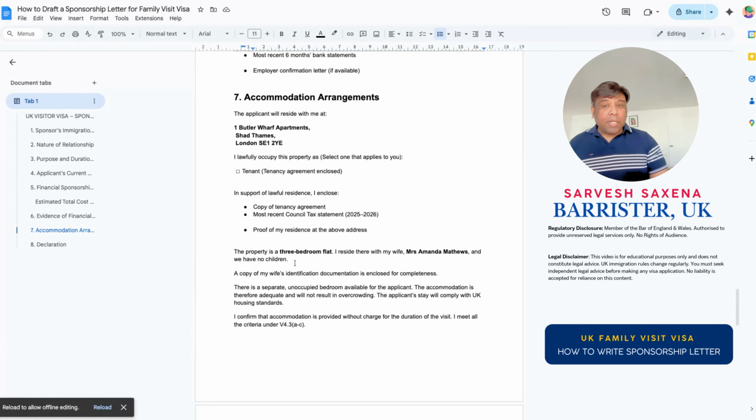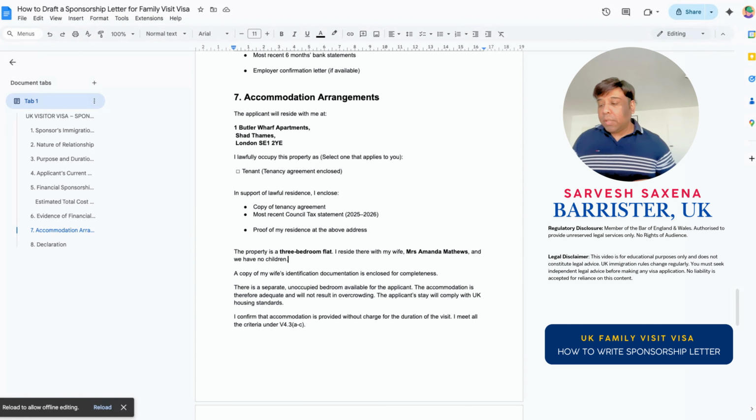It is also a good idea to show how many rooms are in the property. So I've written the property is a 3 bedroom flat. I reside there with my wife, Mrs. Amanda Matthews, and we have no children. So it's a 3 bedroom flat, so one room is for the person. A copy of my wife's identification document is enclosed for completeness.